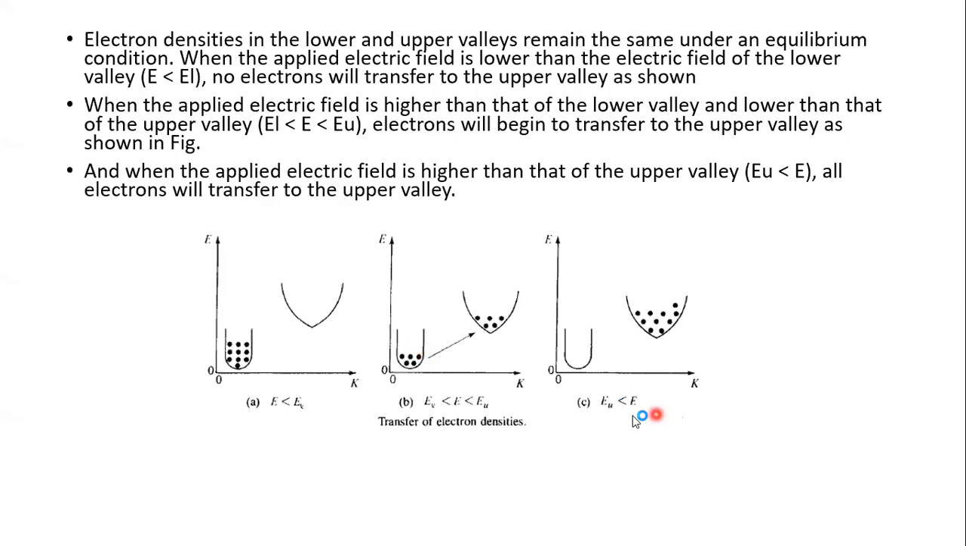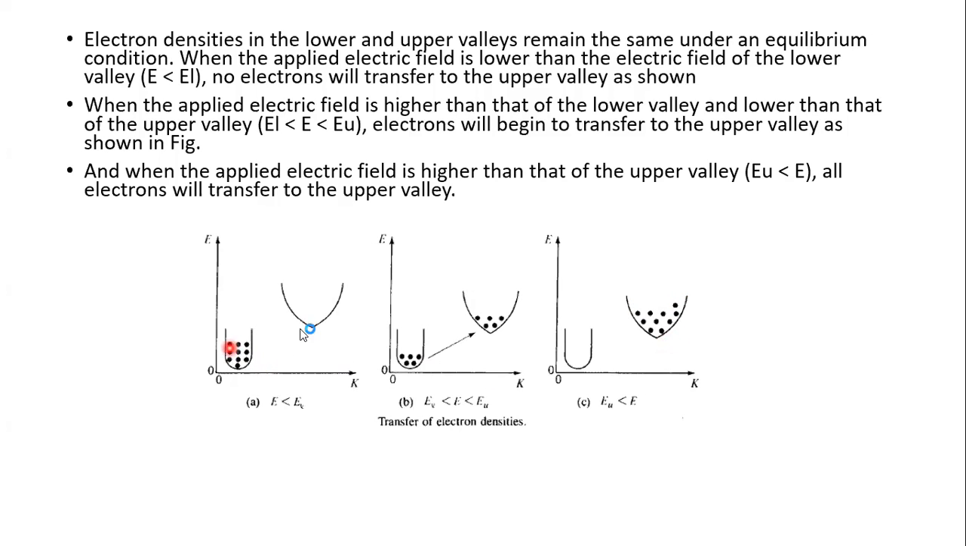And suppose the electric field is so large that the energy given to the electron is very large as compared to the energy of the upper valley. Then definitely all the electrons will be shifted to the upper valley. Now there is no further additional valley where the electron can jump, so all are going to occupy the upper valley.